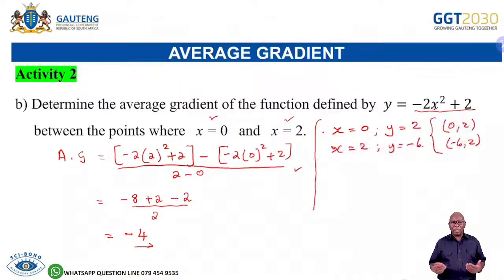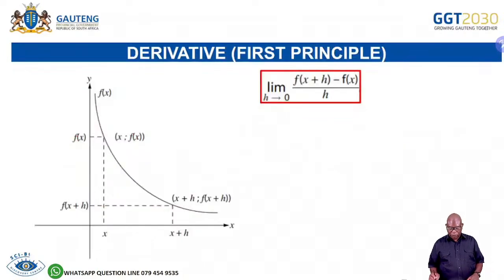Remember, in calculus we're just doing gradient. That's all that we're doing. The rate of change is gradient, so we're doing gradient. Now if we look at this now, deriving, to derive means we must get the gradient. So I need to find the gradient, but there are ways on how we do it.